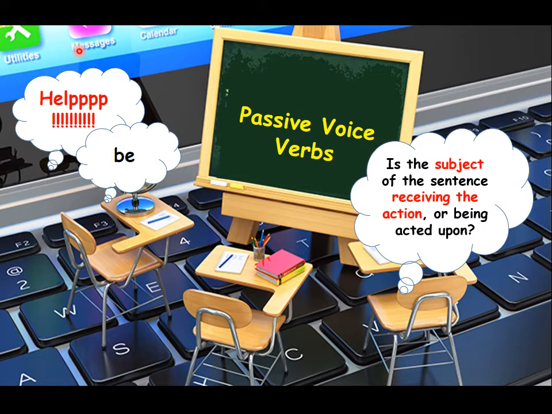Passive voice verbs tell what action is done to the subject. Passive verbs always need help from the verb to be, and sometimes from other helping verbs too. You need to ask yourself this question. Is the subject of the sentence receiving the action or being acted upon?